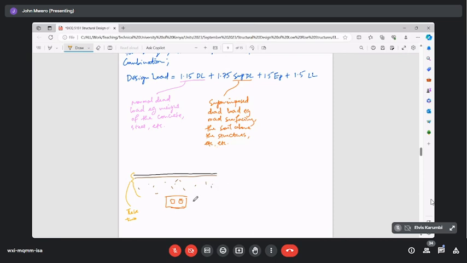So that's why there's a different category of dead load. They're still dead loads, but they are categorized as superimposed dead loads. These are dead loads that are likely to change significantly during the service life of the structure. That's why they're categorized separately and they're given a very large factor of safety, 1.75.